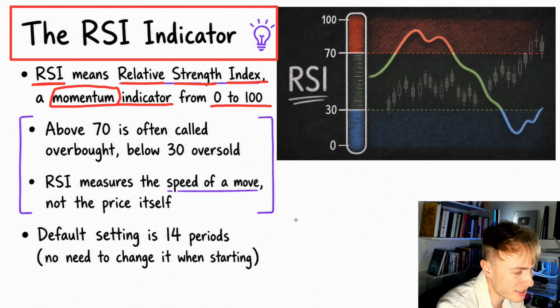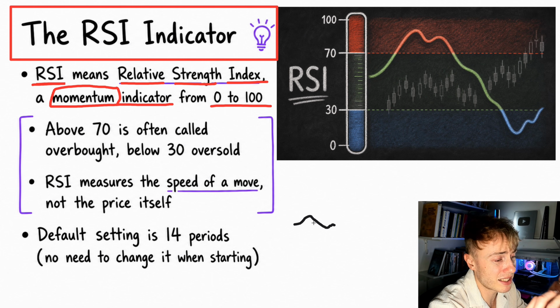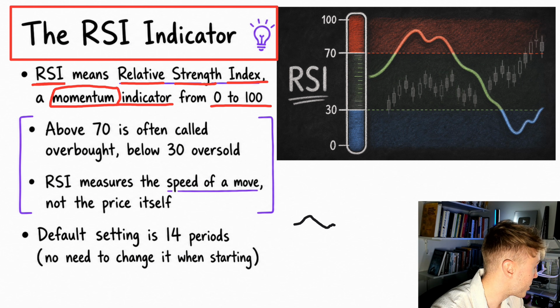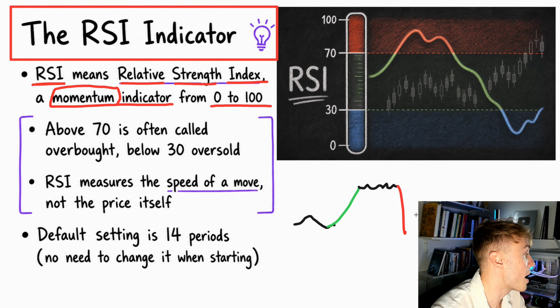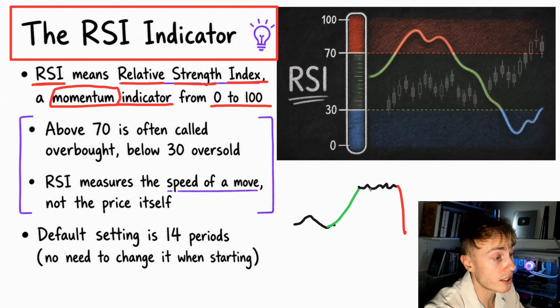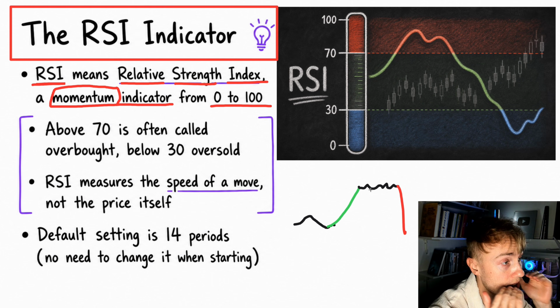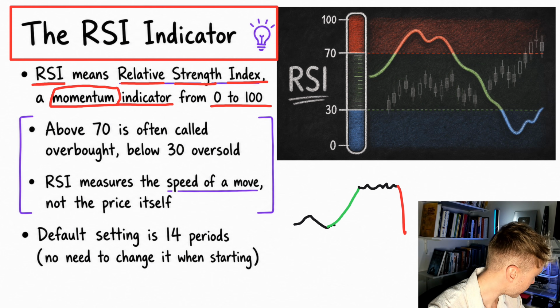If we have a price that moves maybe a little bit to the upside and a little bit to the downside, this is not a lot of momentum. But if we suddenly get a strong move to the upside, this is a lot of bullish momentum. Then we might have some more sideways movement. And then if we get a strong movement to the downside like this, this is strong bearish momentum. And as I said, the RSI measures this momentum on a scale from 0 to 100.